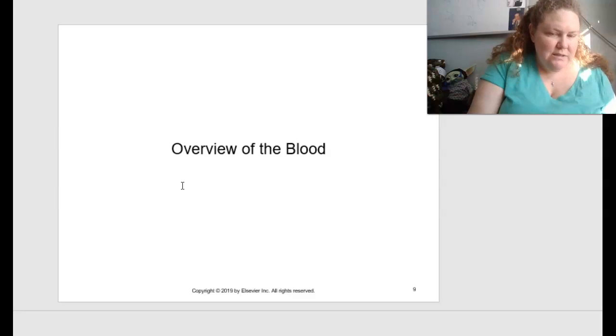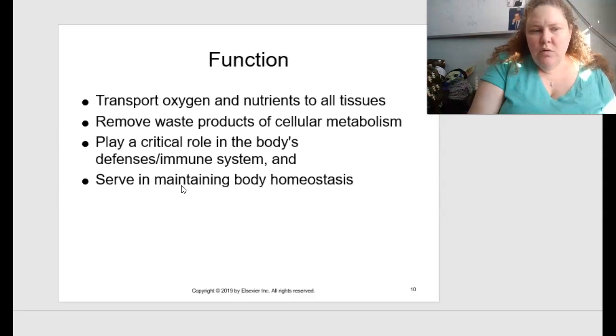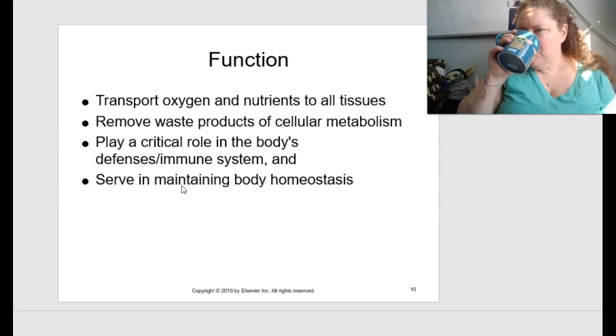So moving on to an overview of the blood. Why do we care and why do we have it? Well, the blood's major function is to transport oxygen and nutrients to all tissues. We also use it to remove the waste products of the cellular metabolism that's occurring to keep us alive. And it also plays a critical role in the body's defenses in the immune system, as well as serving to maintain our body homeostasis.